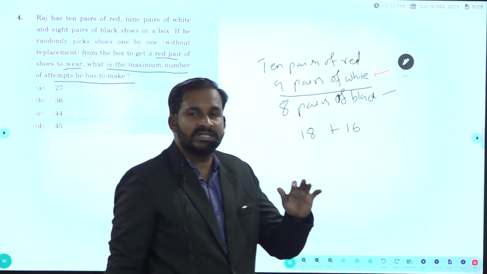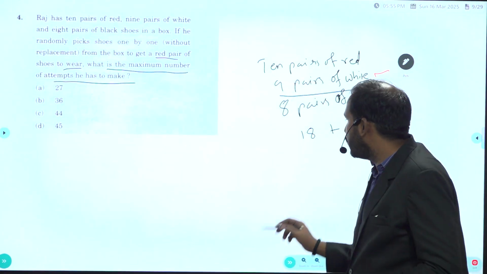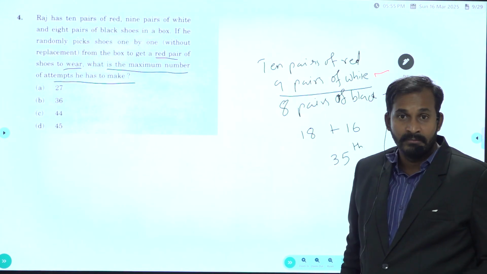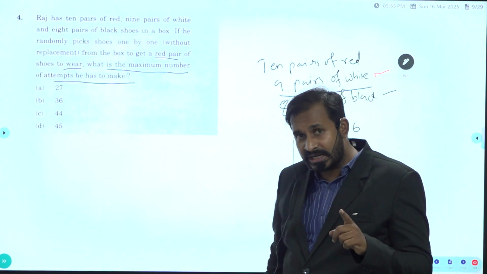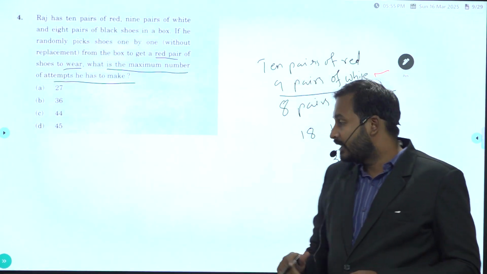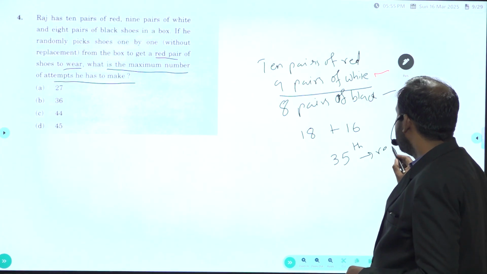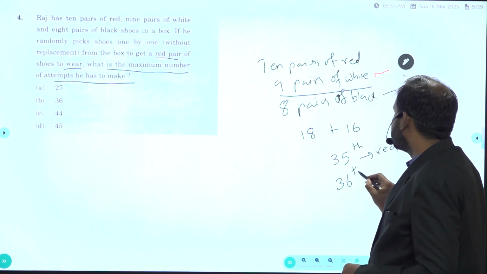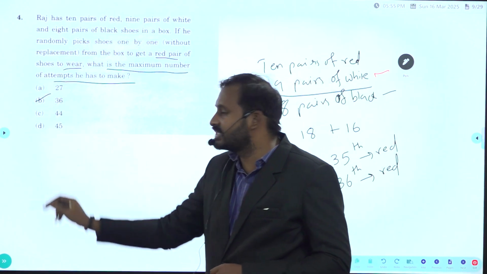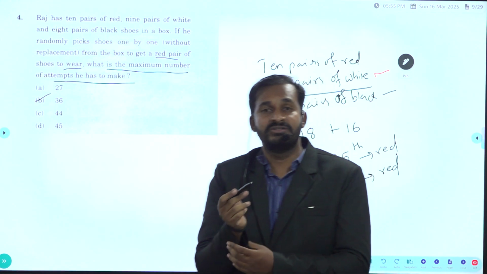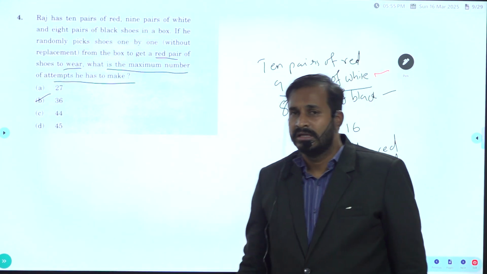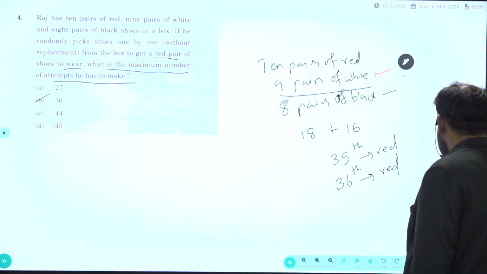Okay, good. Then obviously the 35th shoe will be my red color shoe. But is he asking to pick only one red color shoe? No. Here he is asking to pick a pair of red color shoes. That means the 35th will be a red, and the 36th will also be a red color shoe. So the maximum number of attempts is that he should pick 36 shoes, so that he can pick a pair of red color shoes.